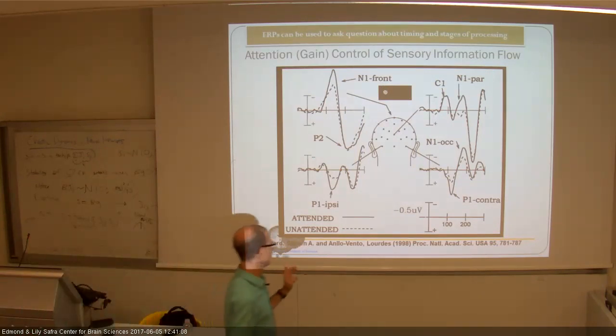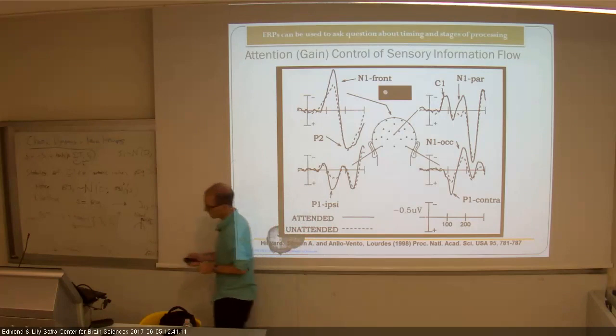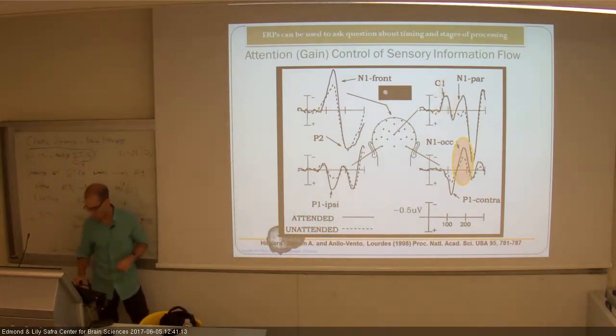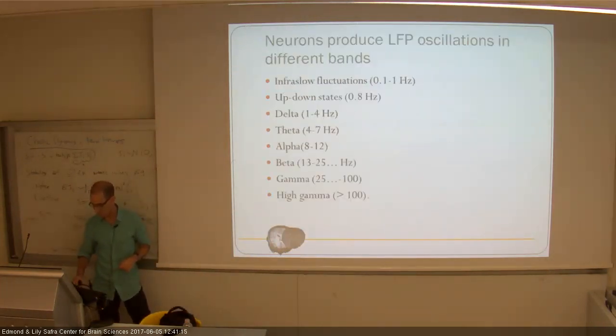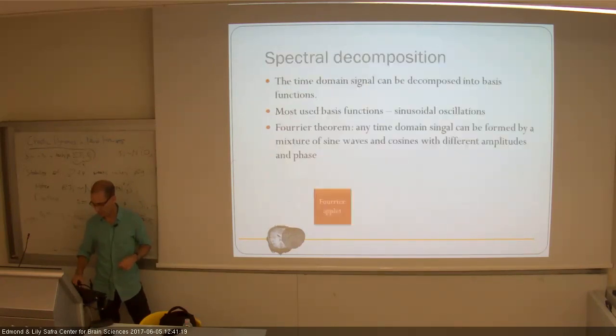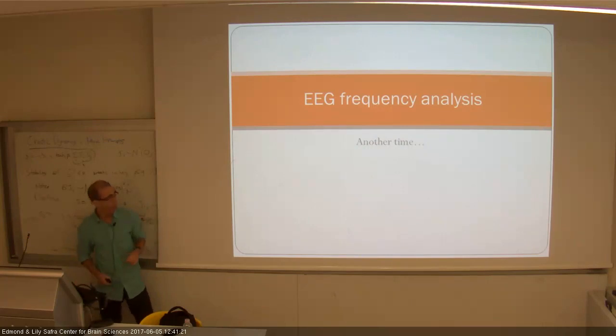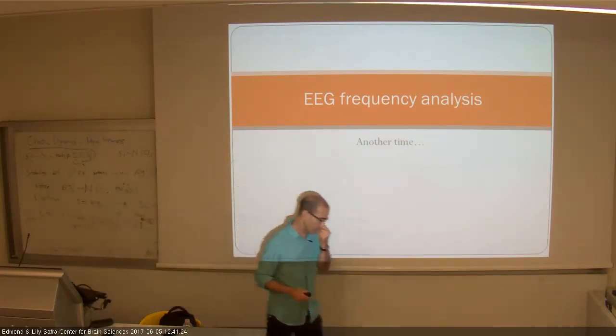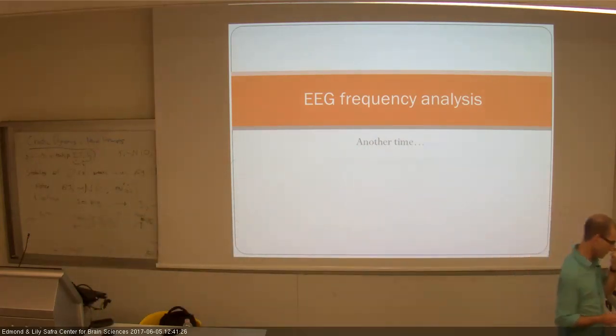So we already talked about attention, right? And I want to go on to one more thing that I want to show. Up until now, we talked about the time domain. We looked at how potentials evolve within specific electrodes over time, and we looked for differences in the amplitude of the components.